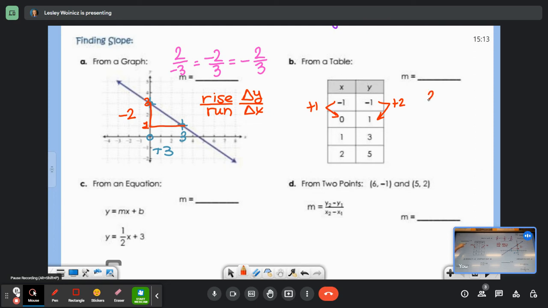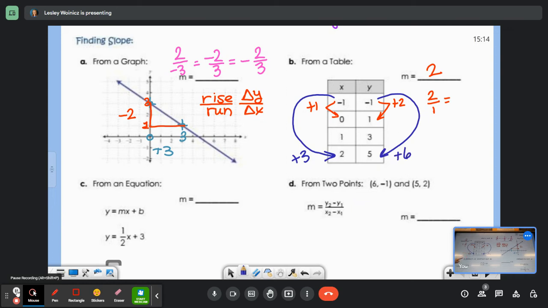Is the 2. So 2 over the 1, which reduces to 2. All right, look at this. What if we went from -1 all the way up to 2? What's that jump? Okay. What about from -1 all the way up to +5?